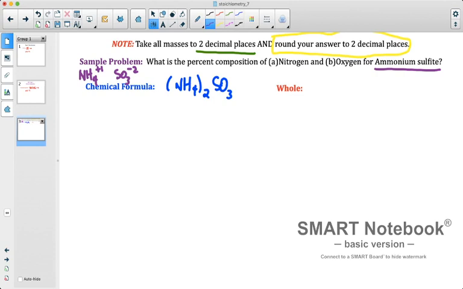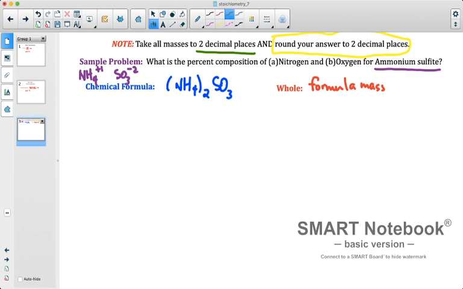Now, since it's asking for percent composition, that means I need to know the part and I need to know the whole. The whole really is just your formula mass. And it's known as formula mass here because ammonium sulfate is ionic. So I need to do the same thing that I did in my last lesson. I need to know what I have, how many, and I need to multiply by the masses. So it's the same kind of format.